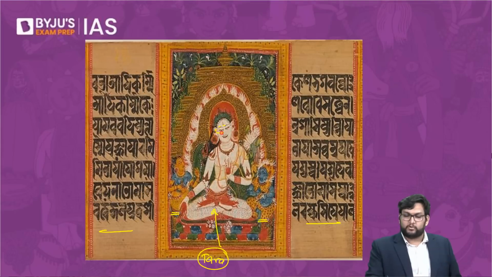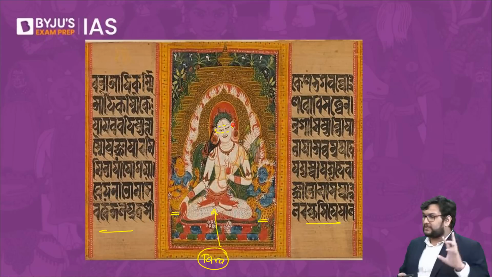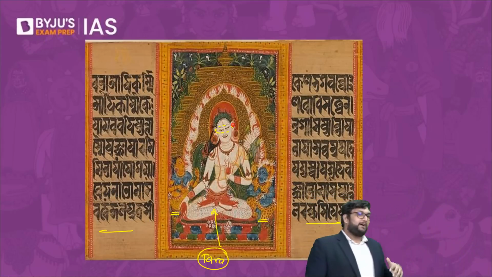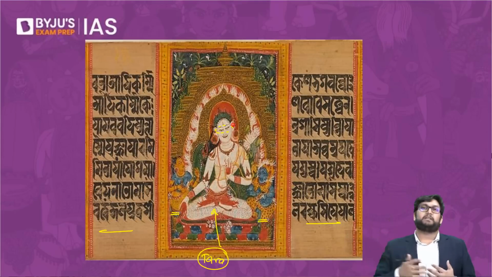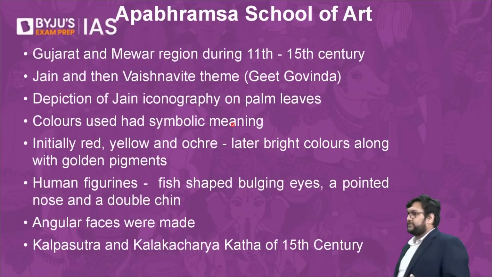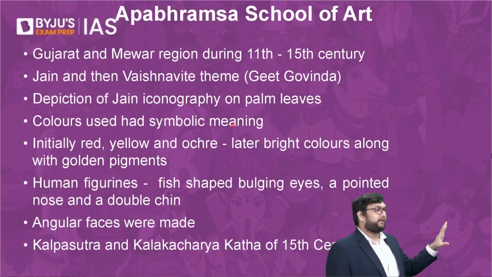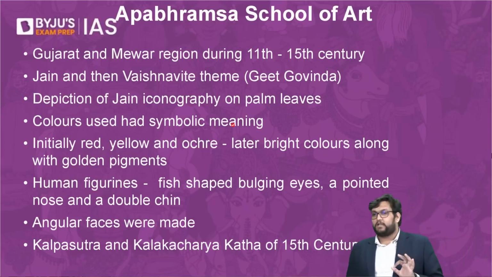So the half closed eyes still remain, the protruding lips still remain, but the color scheme changes quite a lot. Now, before we go to the Delhi Sultanate period, or the medieval period properly, you need to understand that the last major representation vis-a-vis removing the Rajputs from the scene itself is called the Apabhransham School of Art.